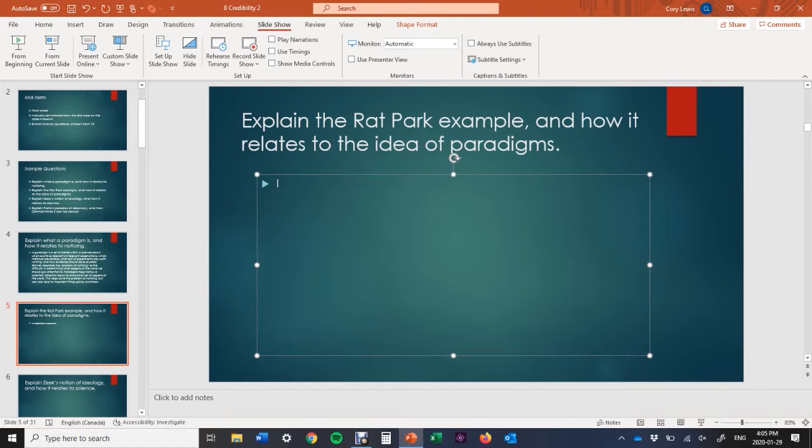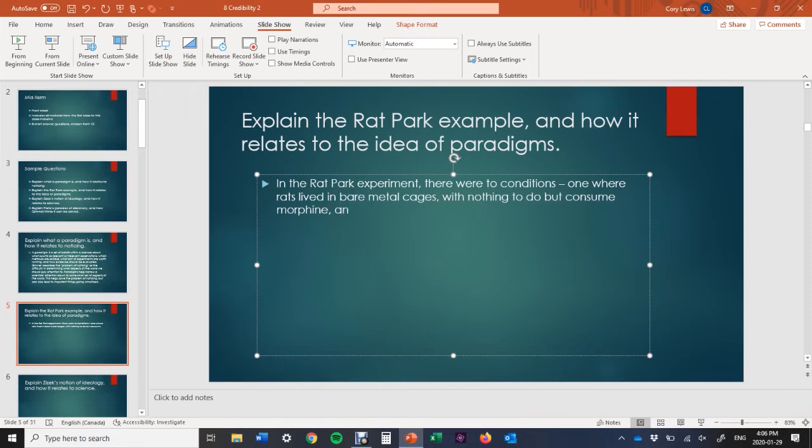One was the metal bar, and in that situation, the rat had nothing to do but just consume the heroin until they died. And then they put them in a social environment, and in that situation, the rat thought it was more important to be able to socially interact than to consume the heroin, so they wouldn't have as much. So yeah, bare metal cages with nothing to do but consume, I think it was morphine, and another where they had a rich social environment.